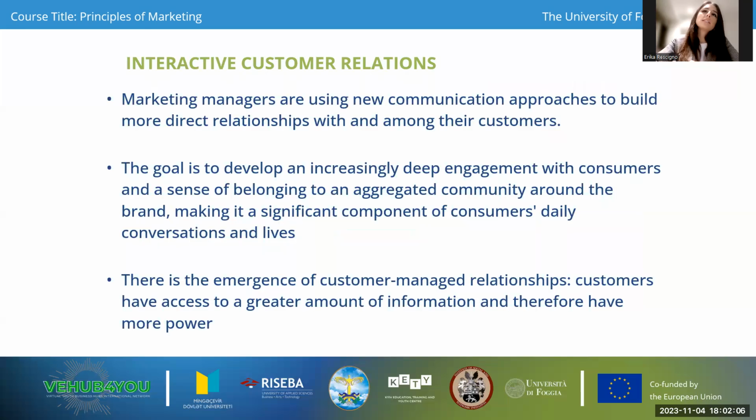So nowadays it is possible to talk about interactive customer relationships. Marketing managers are using new communication approaches to build more direct relationships with and among their consumers. So the goal is to develop an increasingly deep engagement with consumers, and to create a sense of belonging to a community around the brand, making the brand a fundamental component of the consumer's daily life, conversation, and habits.